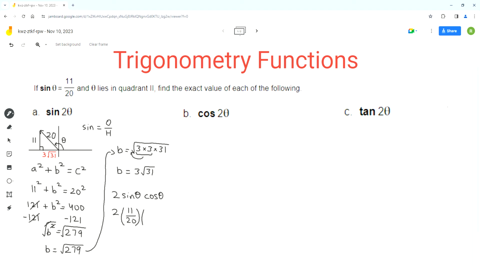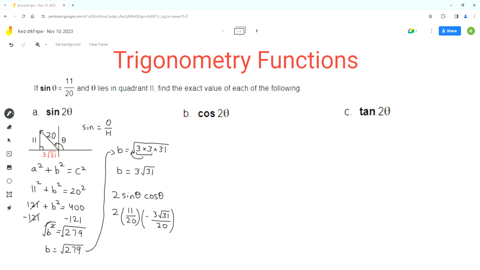Now in quadrant 2, cos will be negative. And for cos, the formula is adjacent over hypotenuse. So the value of cos theta will be negative 3 times square root of 31 over 20. So the adjacent side length is 3 times square root of 31. Now we can multiply these fractions.